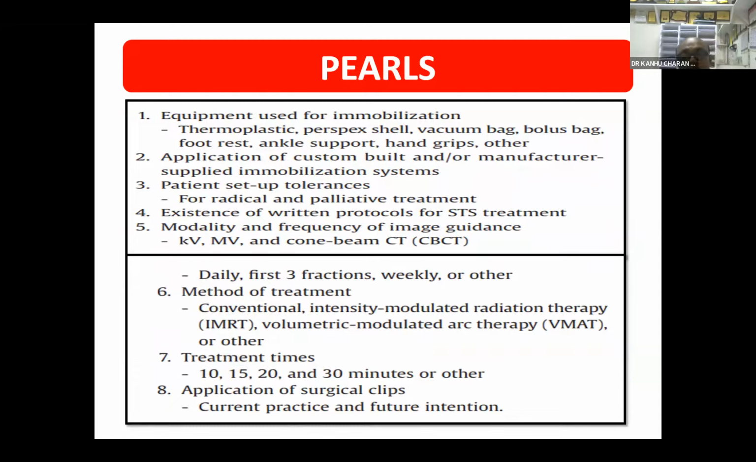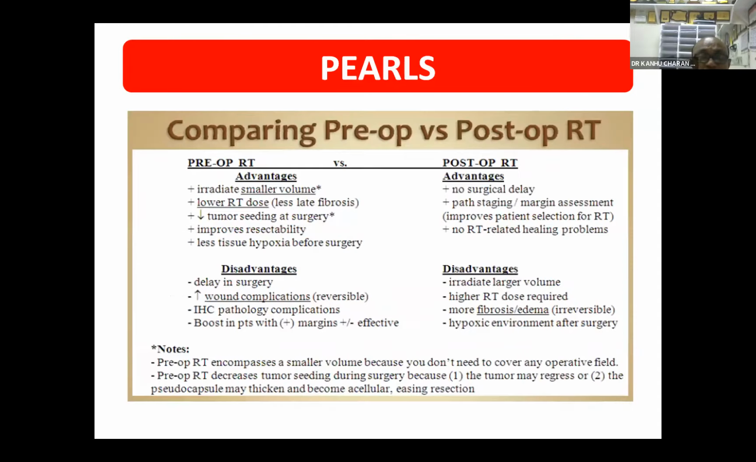KV, MV, cone beam CT, you can use regularly, daily, or you can do daily first fractions, or weekly, or according to your institutional protocol. Either you can go for IMRT, 3D CRT, or VMAT. See the low dose spill with IMRT and VMAT, that may be problematic. Treatment time may depend upon 3D CRT versus IMRT and VMAT. Application of surgical clips is encouraged, and discuss with the surgeon to put surgical clips.